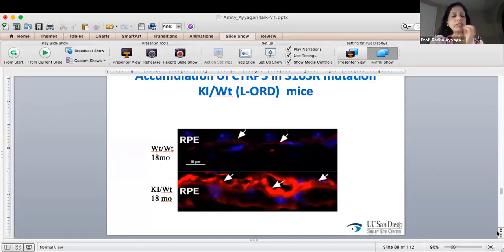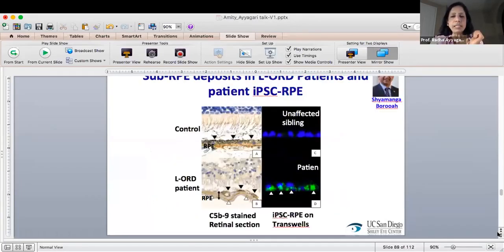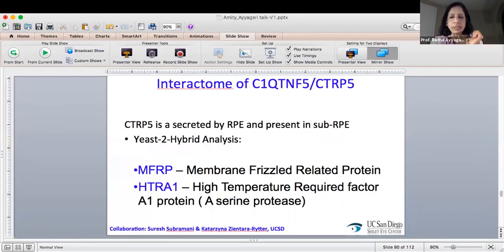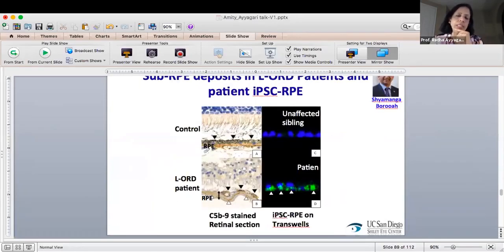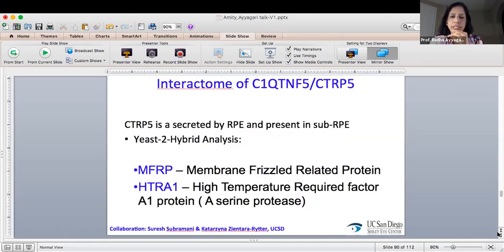We carried out several studies. Of course, we performed proteome analysis of these mice. We performed Y2H (yeast two-hybrid) analysis to identify what this gene interacts with. Eventually, using multiple studies, we also generated iPSC-derived RPE from these patients' stem cells, and this patient stem cell RPE model also shows the development of these deposits in the stem cell differentiated RPE.